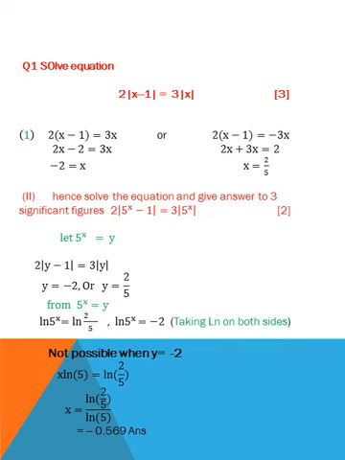In part 2, he is asking, hence solve the equation and give the answer to three significant figures. 2 into 5 power x minus 1 is equal to 3 into 5 power x. Simply here he replaced the variable x by 5 power x. So we should use the values of x here, which we have already found in part 1. Let 5 power x is equal to y. So it will become 2 into y minus 1 is equal to 3 into y.